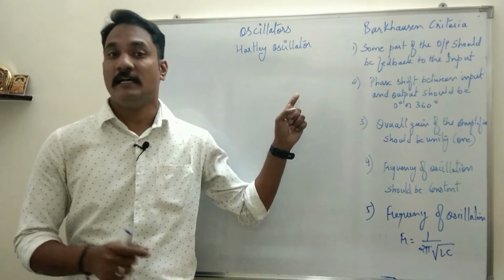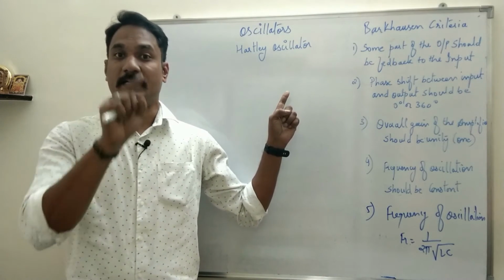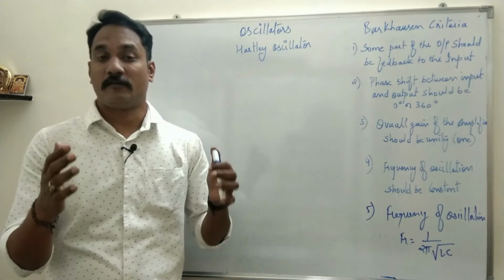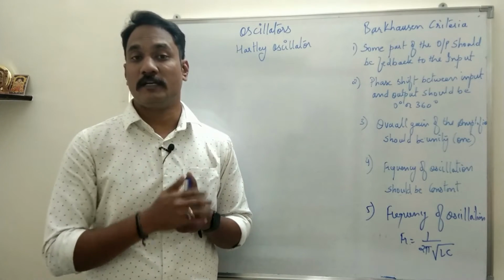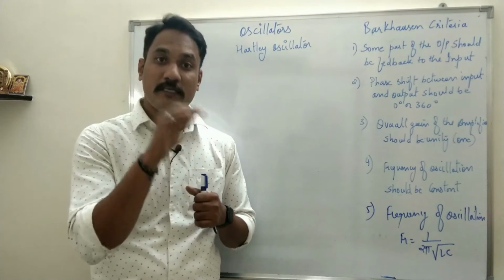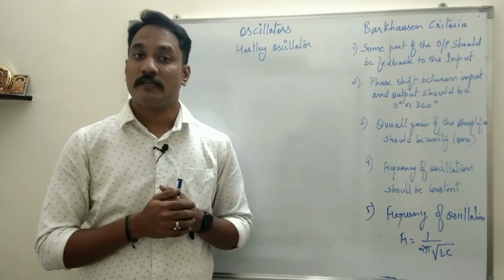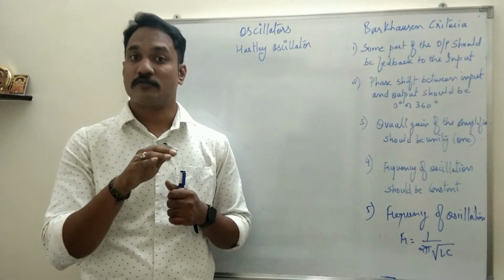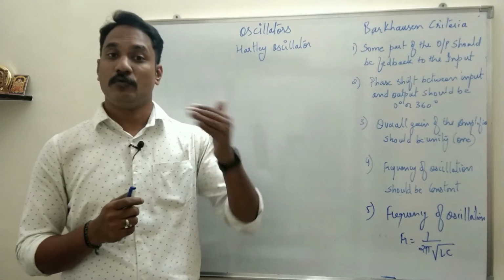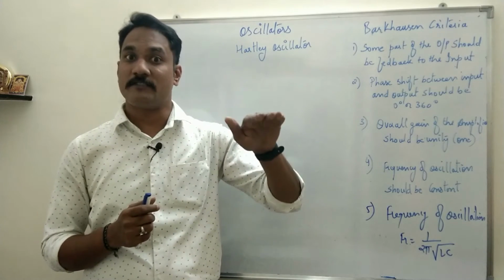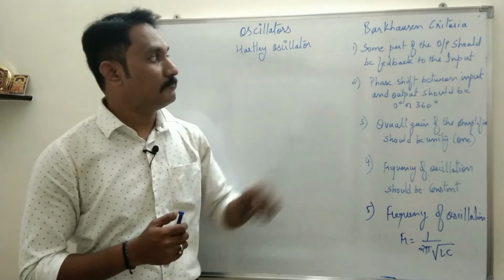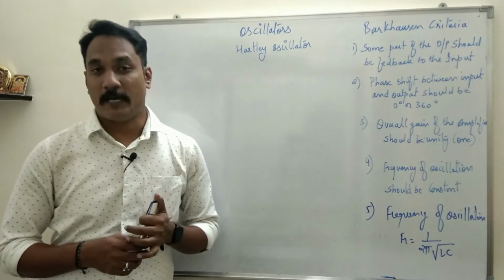What is the first thing? Some part of the output should be connected back to the input. I gave you an example of a stone thrown into still water. If you want the ripples to keep on going, you have to keep on throwing stones into the still water so that the ripples will be constant. The amount of energy which is lost at the output, we are feeding back to the input. So some part of the output should be fed back to the input.